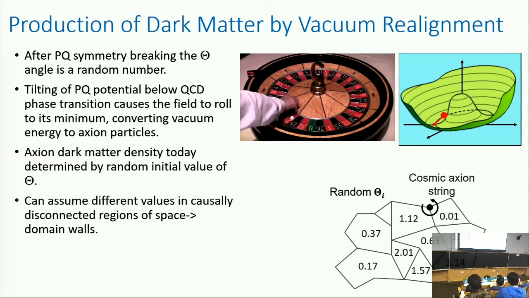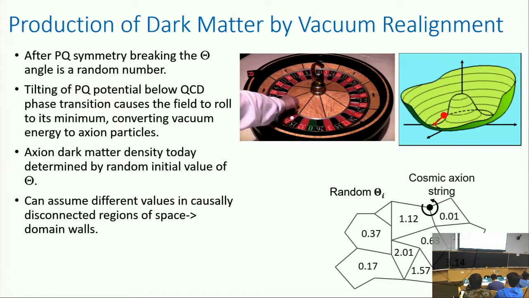An interesting thing is that, of course, early in the universe, there are many regions of space that are causally disconnected, and there's no particular reason for the QCD potential to find any particular one of these vacua. So in different regions of space, it finds different ones. And so you have a different initial, what's called a vacuum misalignment angle. So the vacuum misalignment angle is different, and that implies that different regions get different amounts of dark matter. And not only that, there's a boundary between the regions where you get domain walls and cosmic strings forming due to the inability of the vacua to agree which state they're in.